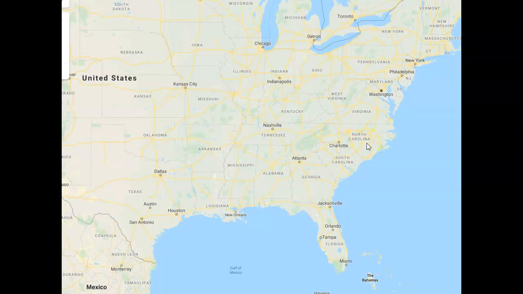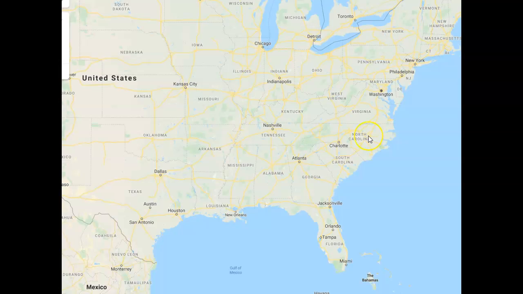Now, what I'd like to do is look for a state that is close to North Carolina. So I'm looking and I'm looking. Oh, here we go. Tennessee. It's right beside North Carolina. It is very close to North Carolina.